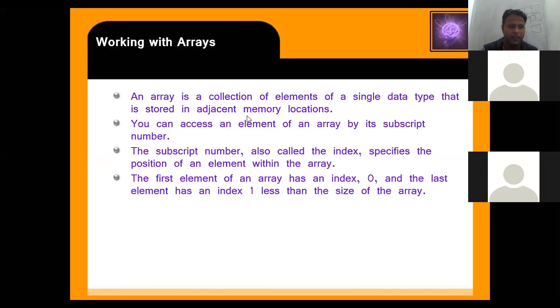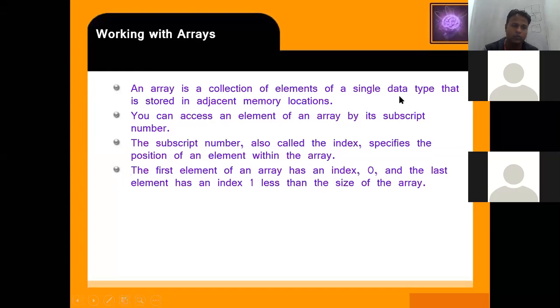An array is a collection of elements of a single data type. Means if you want to store the same data type value, if it is numeric, then without creating a different memory allocation, in a single memory allocation, you store all the values. You can access an element of an array by using a subscript number.